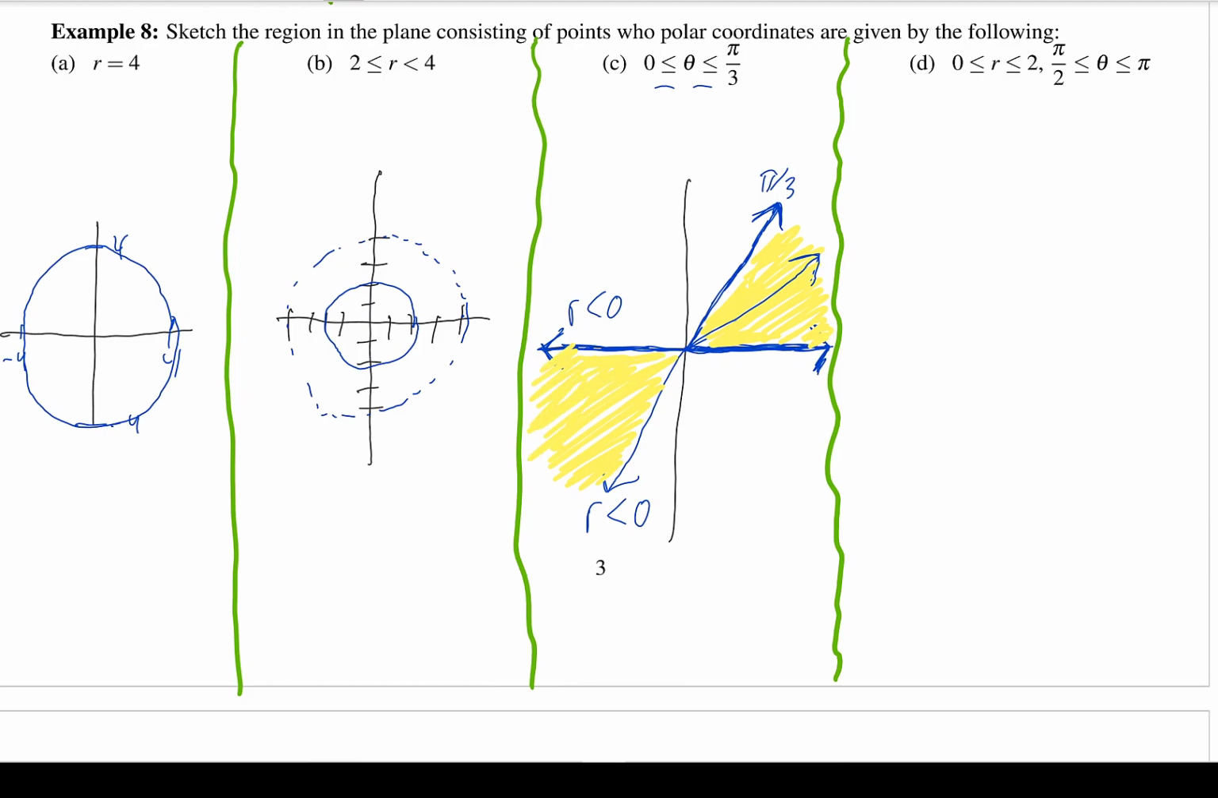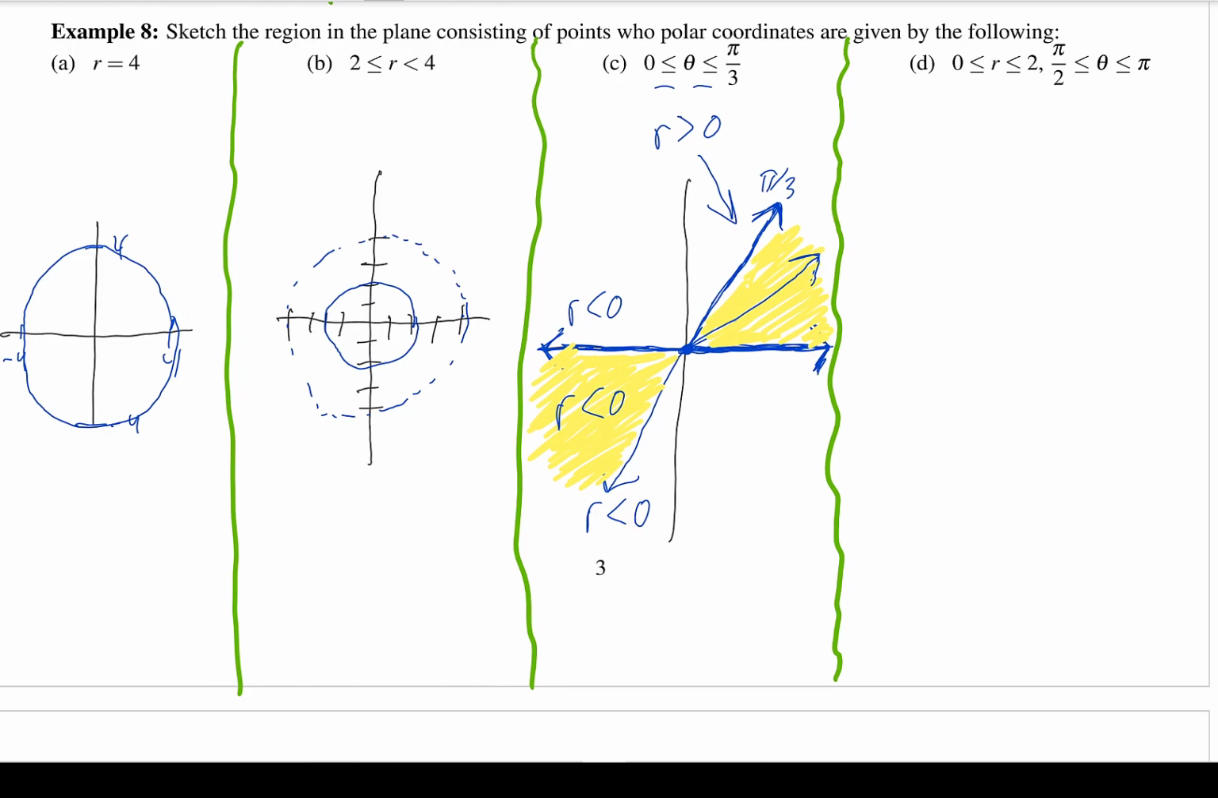And so the way that we get this is we have to consider points where r is less than 0. And then similarly over here, this is when r is greater than 0. And then this beautiful point right here at the origin is when r is equal to 0.